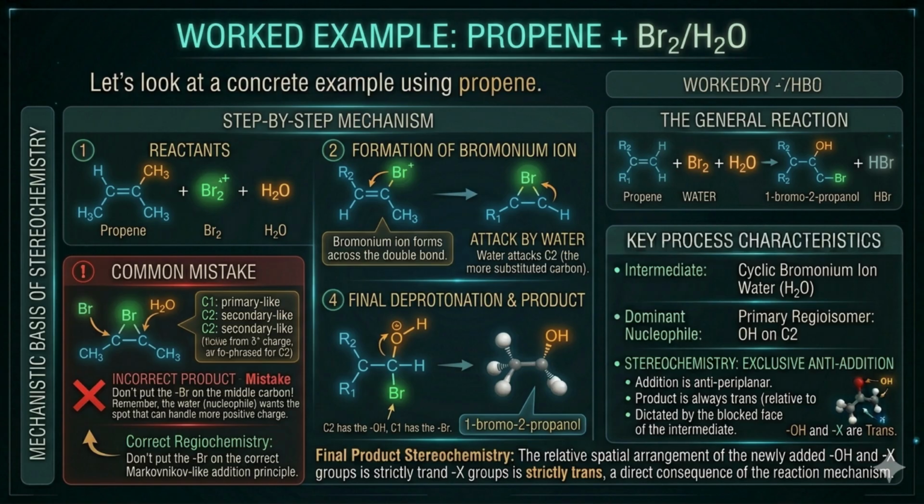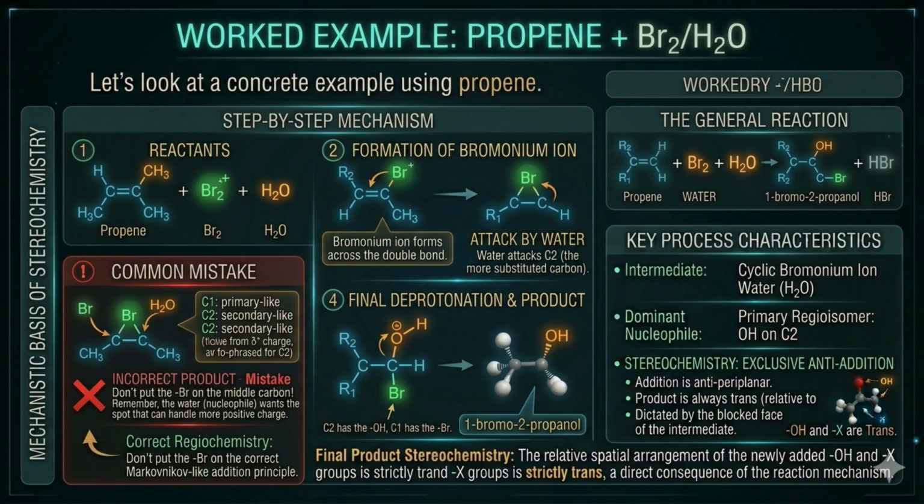Now, water enters as the nucleophile. Notice the attack happens at C2, the more substituted middle carbon. Why? Because that carbon can better handle the partial positive charge, delta plus, that develops as the ring begins to open. This is a crucial Markovnikov-like decision that determines our major regioisomer. After a final deprotonation step, we reach our product, 1-bromo-2-propanol.